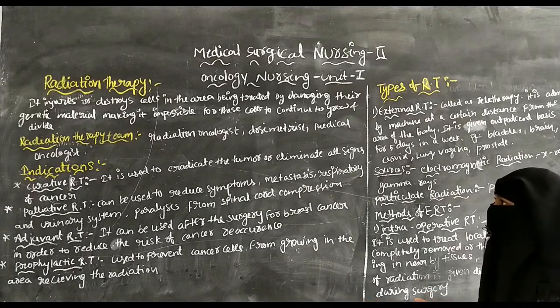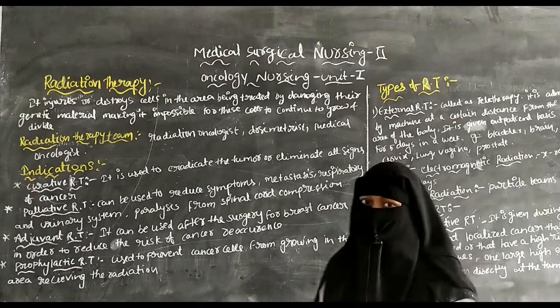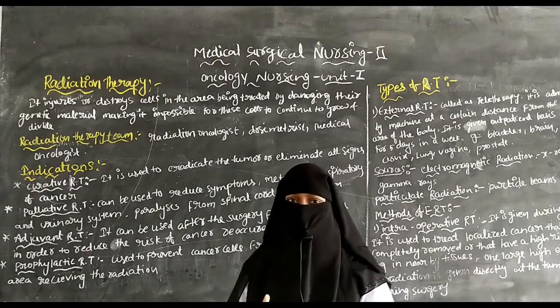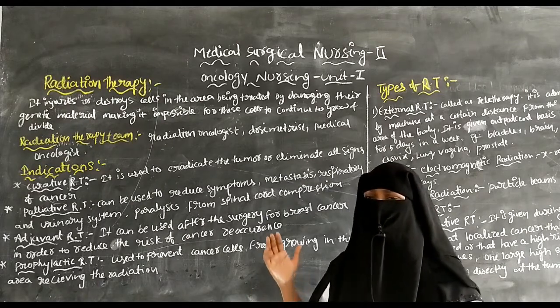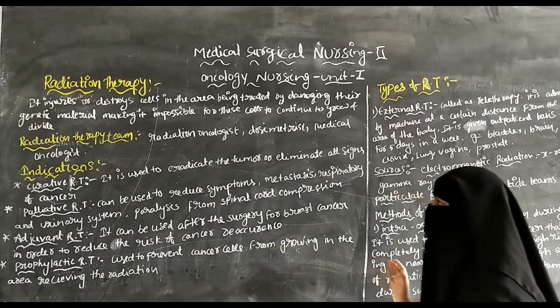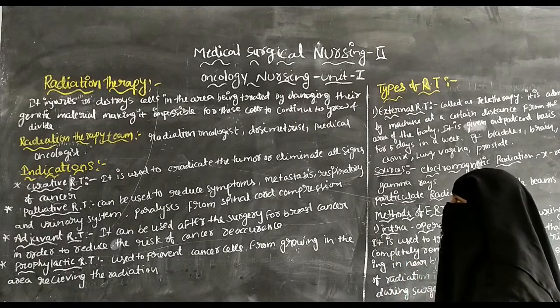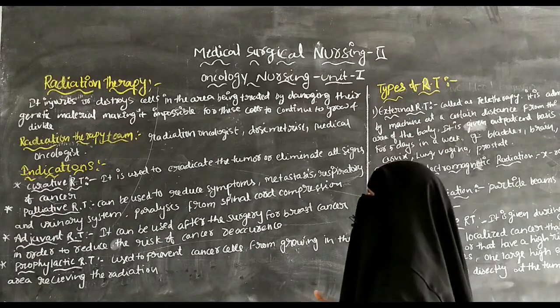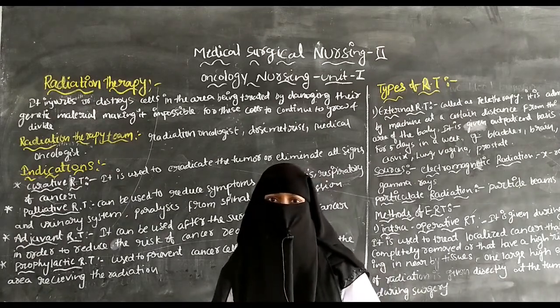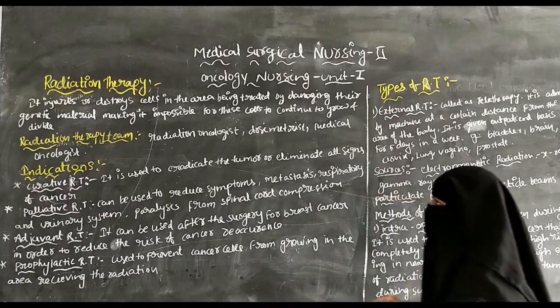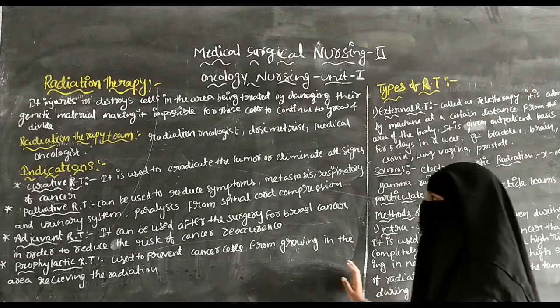So radiation therapy destroys the cancer cells and damages their genetic material, making it impossible for the cells to continue to grow and divide. That is the definition of radiation therapy.